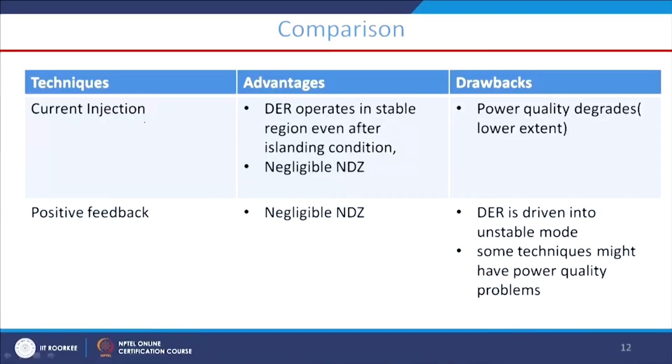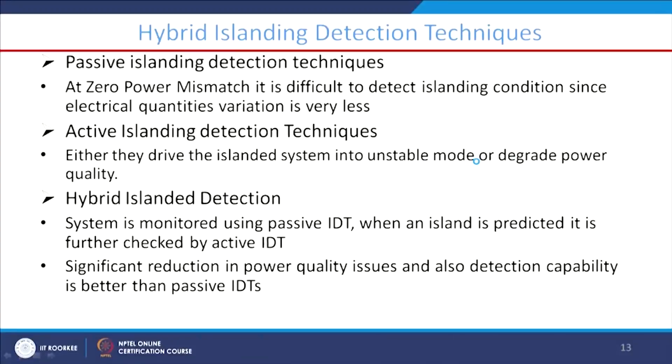So, you can always calculate using this transformation matrix. Now, we will have a good comparison, and here you can see that in case of this current injection based method, this DER operates in stable region and negligible NDZ. But in this case, as we are injecting some disturbance signal, the power quality of the system may be degraded, may be affected.